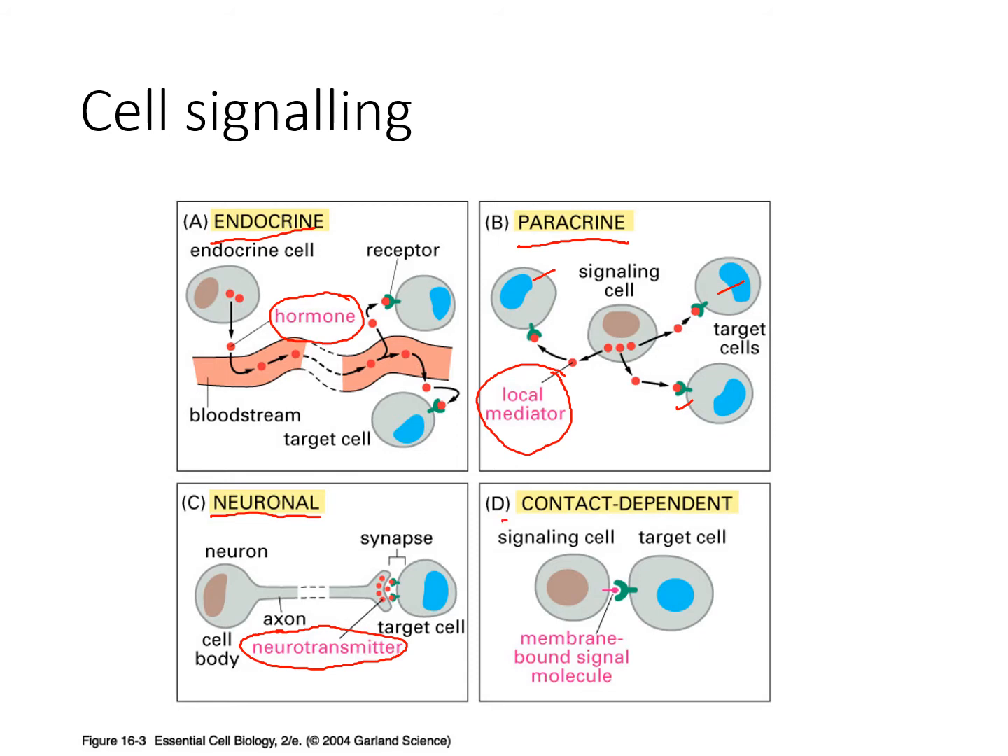While the last one is the contact dependent, where it has the direct contact between cells and is mediated by the membrane-bound signal molecule. Okay, it is similar to the major histocompatibility complex (MHC), where the white cells or antigen-presenting cells know they are the self or non-self cells.